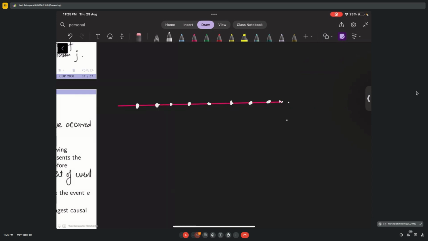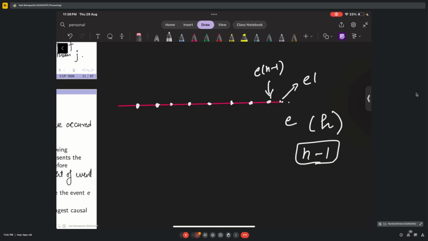So if I am talking about any event, I should not write k, so as not to confuse you. If there is an event e having a timestamp h, tell me one thing, how many events have occurred before it? Can anyone answer this? h minus 1. Yes, definitely h minus 1 only, not e h minus 1. E h minus 1 will be this event, Sneha. This will be e h minus 1 if this is e h.